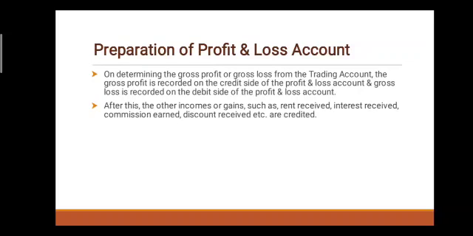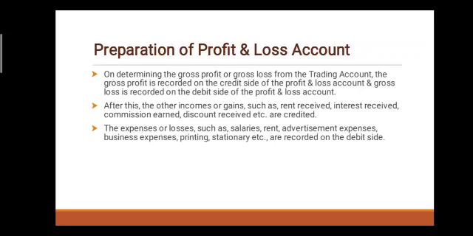After this, the other incomes or gains such as rent received, interest received, commission earned, discount received, etc. are credited. The expenses or losses such as salaries, rent, advertisement expenses, business expenses, printing, stationery, etc. are recorded on the debit side.